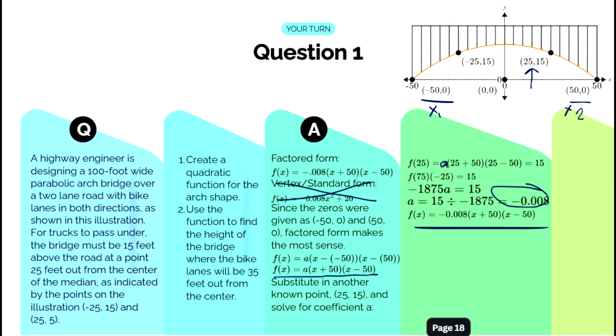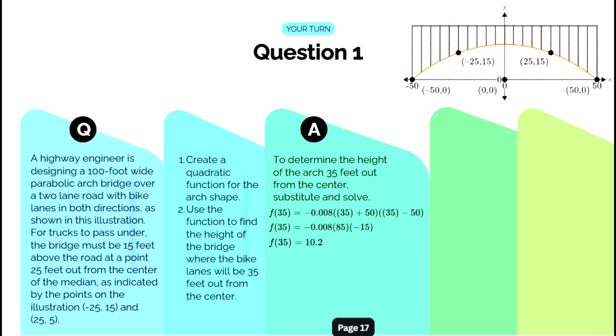Now we're going to move on to number 2. Use the function to find the height of the bridge where the bike lanes will be 35 feet out from the center. So we take our formula that we created, and we're going to get a point that's going to be somewhere in here, where x is 35. We'll come over here to the positive side. So x is 35, right? And y is something, but we don't need to know what y is because we only need the x1 values, okay, and the x2. So x1 is negative 35, and x2 is positive 35.